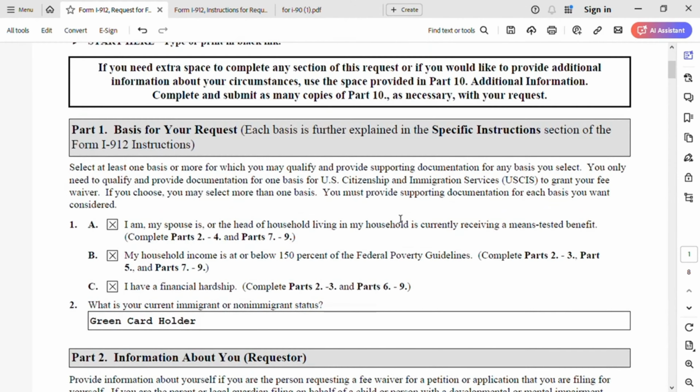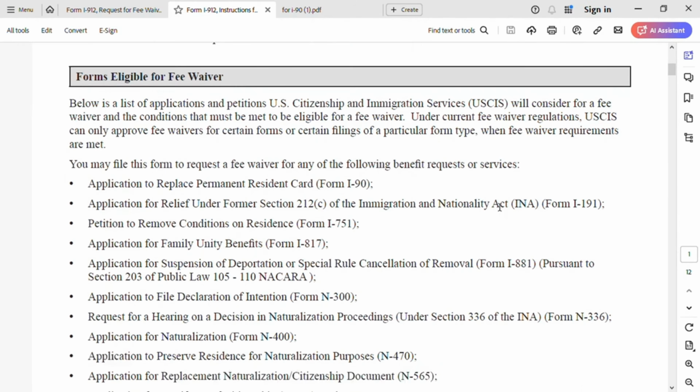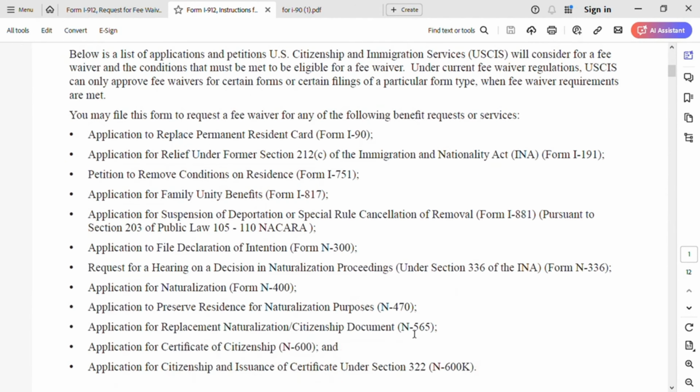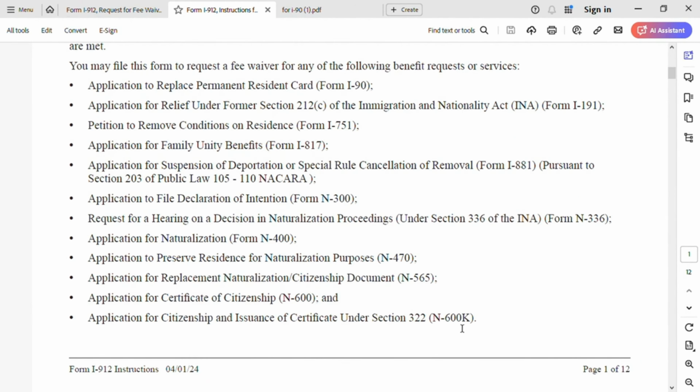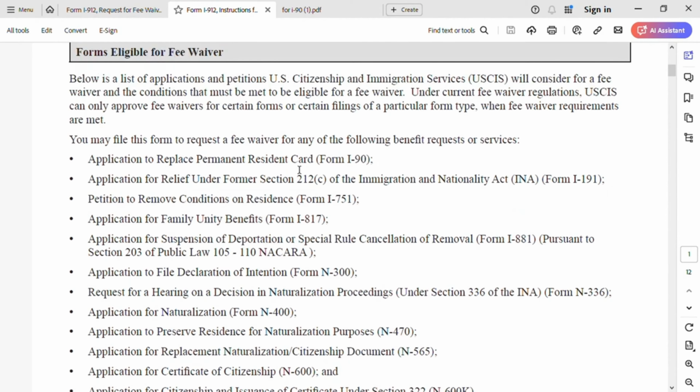Before we do that, let's check which forms are eligible for a fee waiver. This is forms eligible for a fee waiver. So we have I-90, I-91, I-751, I-817, I-881, N-300, N-400, N-336, N-470, N-565, N-600K. So all these forms are eligible for a fee waiver. So now we know which forms are eligible.